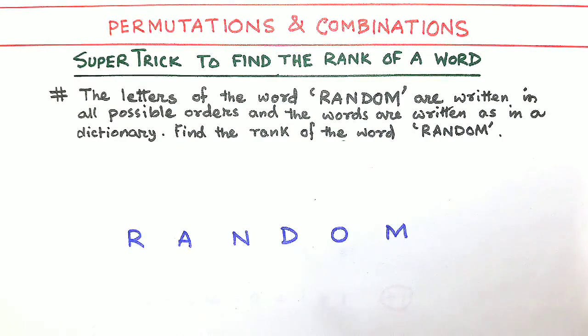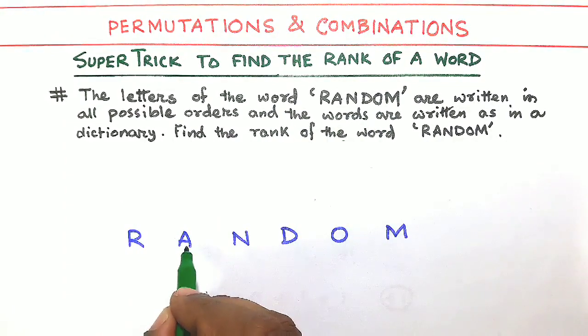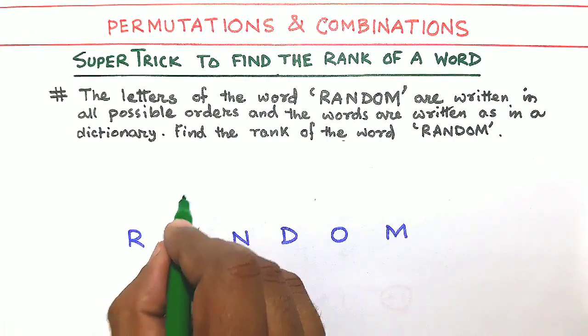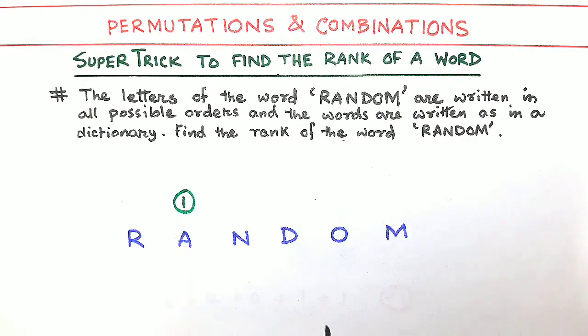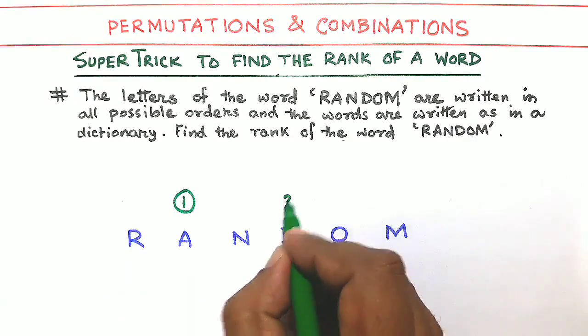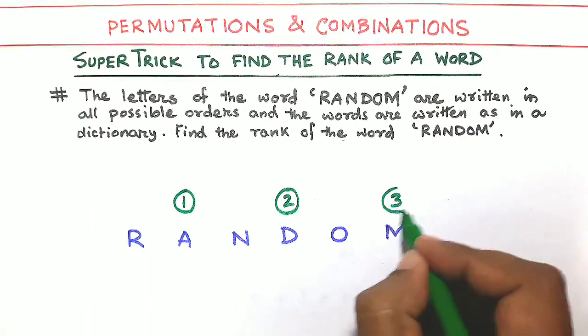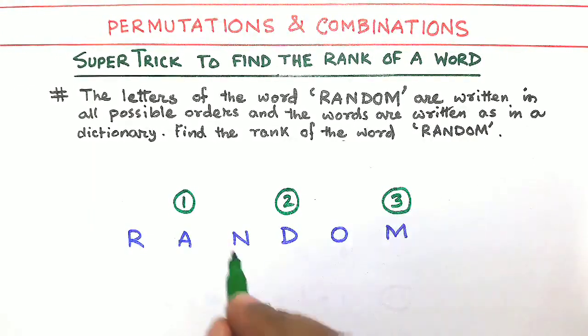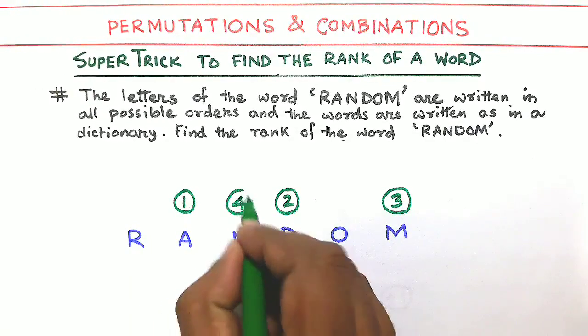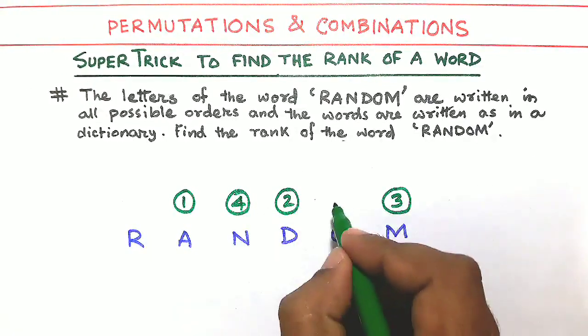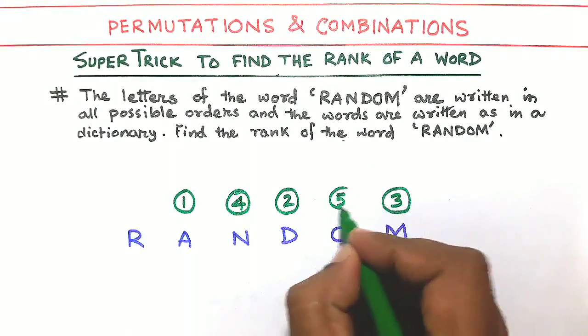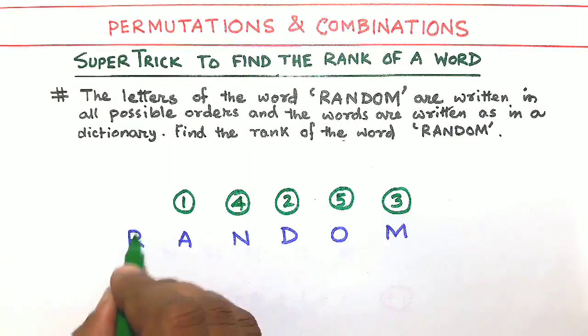Friends, first of all, we shall find the rank of the letters of the word random. R-A-N-D-O-M. A comes first in the alphabetical order, so its rank is 1. Next letter is D, so its rank is 2. Next is M, so its rank is 3. Next letter is N, rank is 4. Next comes O, its rank is 5. And finally comes R, its rank is 6.